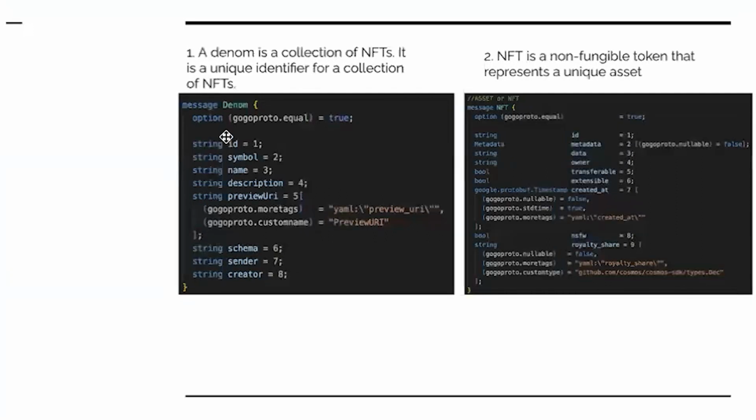Collection here, as you can see, I have written as denom. Basically, denom represents a single collection. A collection has specific fields. These fields are a specific ID of a collection, a symbol associated with it, name, additional description, and URI. This preview URI is basically used to represent the NFT in the UI front. So that's what we need to provide as the URI.